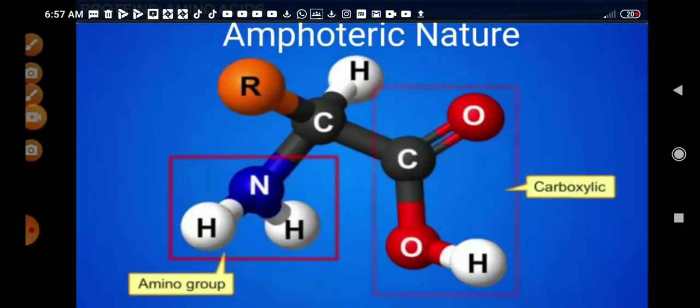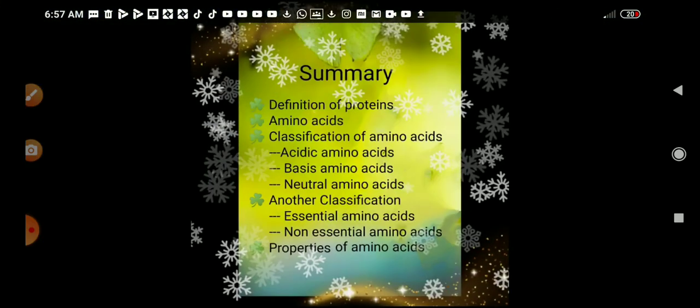It is amphoteric in nature. We have already discussed this in the previous year. Amphoteric nature means it can behave like an acid and a base. Therefore, here also there is an acidic group and a basic group. Therefore, it has amphoteric nature.